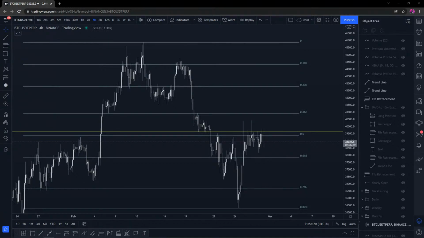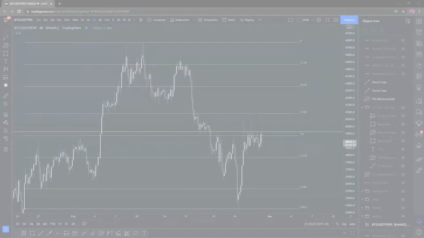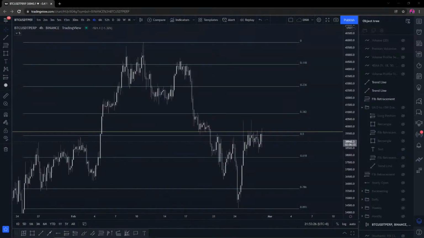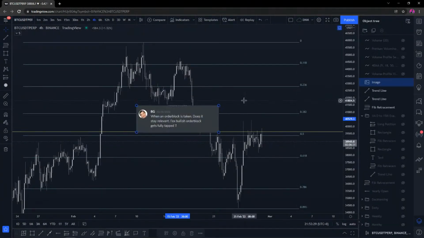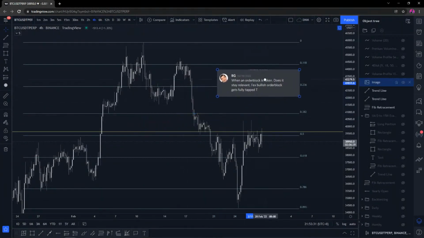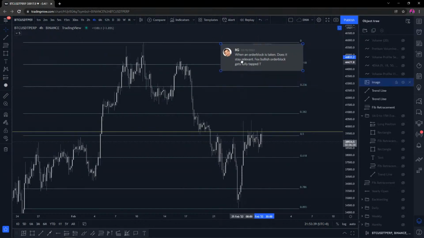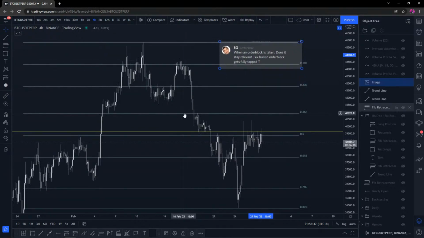So BG has asked in Discord, and this is quite a common question, to be fair: when you take an order block, does it stay valid or does it get fully tapped? For example, a bullish order block gets fully tapped. Well, it just comes down to supply and demand to a certain extent. And once an area of interest, it flips and becomes a breaker, like we talk about a fair bit through this area here.